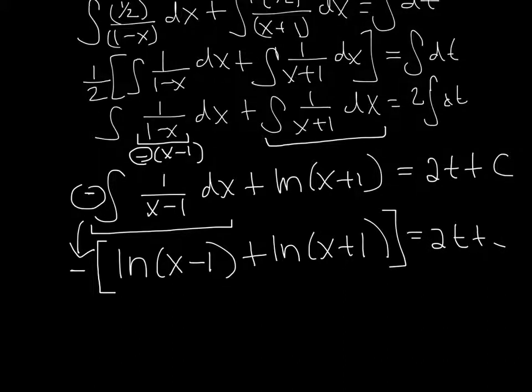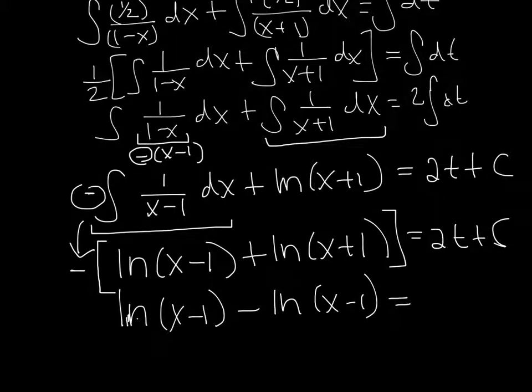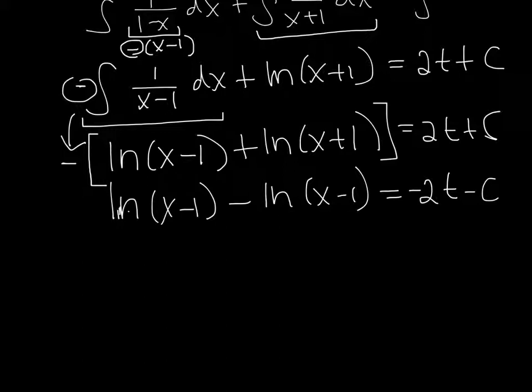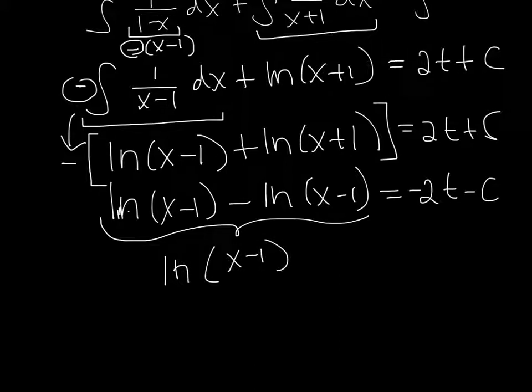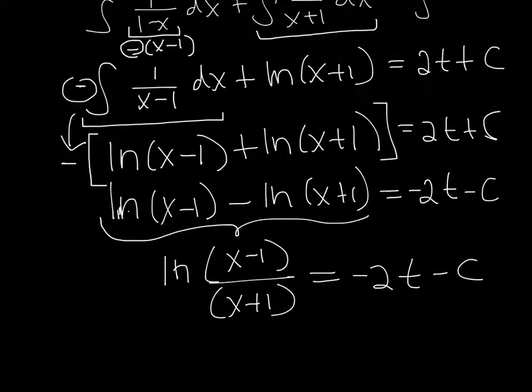Now I want that negative 1 gone, so if I just multiply negative 1 to both sides, I'm going to get ln of x minus 1, I'm distributing, minus ln x plus 1, and then, oh, that's a c, so it should be negative 2t minus c. And this is great because we can use the quotient rule of logarithms here. That's just ln of x minus 1, and a small little error before right there, it should be a plus, over x plus 1, equals negative 2t minus c.